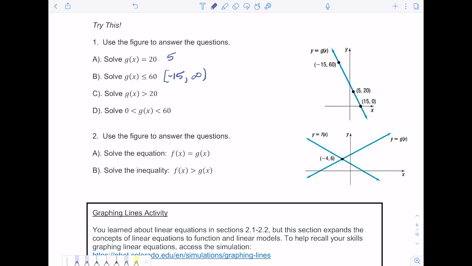For g of x greater than 20, okay, I need to find 20 for my y. Now this is saying what x values would produce a y value greater than 20. So again, 5 is the corresponding x value, but all the numbers less than 5 would produce a y value greater than 20, because if I go to the left, you keep getting higher than 20 for your y value. So here, the interval would be from negative infinity to 5, and I'm putting parentheses around the 5 because I'm not including the 5.